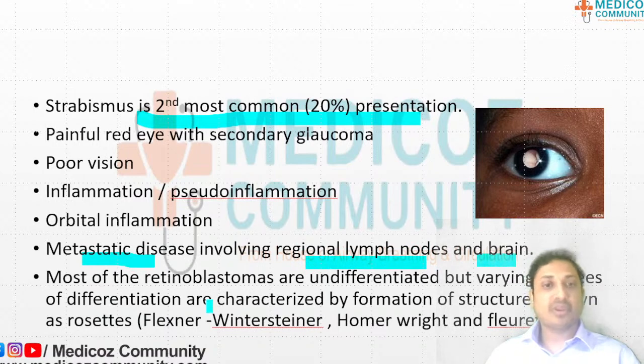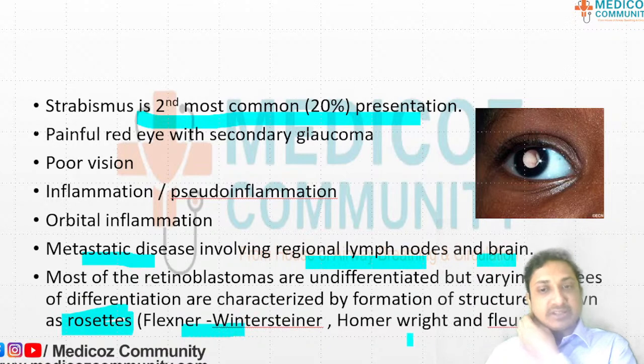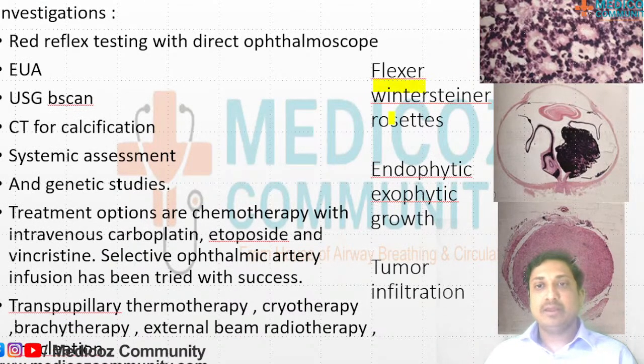and the brain. Most of the retinoblastomas are undifferentiated, but varying degrees of differentiation can be characterized by structures like rosettes. These rosettes are of three types: Flexner-Wintersteiner, Homer Wright rosettes, and fleurettes. Let us see in the figure diagrammatically. See, these are Flexner-Wintersteiner rosettes. You can be given a picture-based MCQ directly asking what is this. So it is seen in retinoblastoma, remember this.